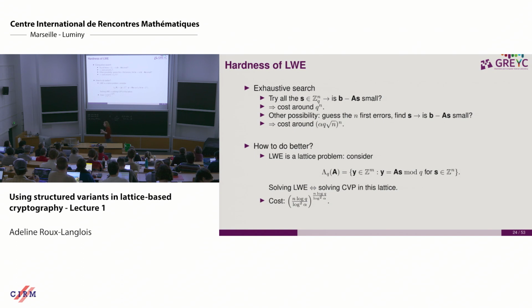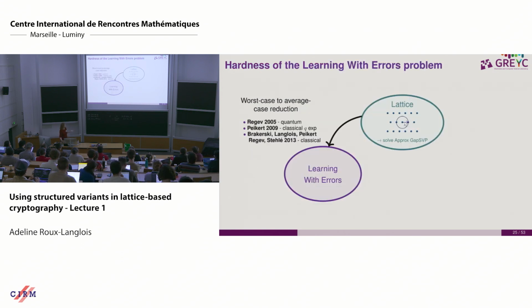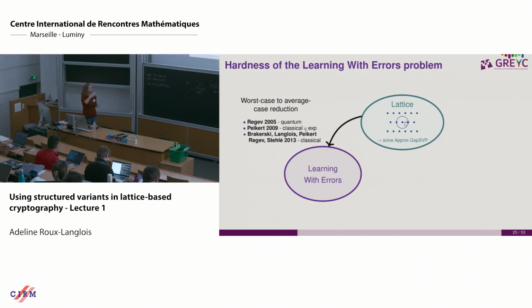So the first thing we know is that the best algorithms are not efficient at all. They have an exponential complexity. This is very nice. But we even know more than this. We know that there are reductions which show that learning with errors is at least as hard as approx gap SVP, so at least as hard as a hard problem on lattices.